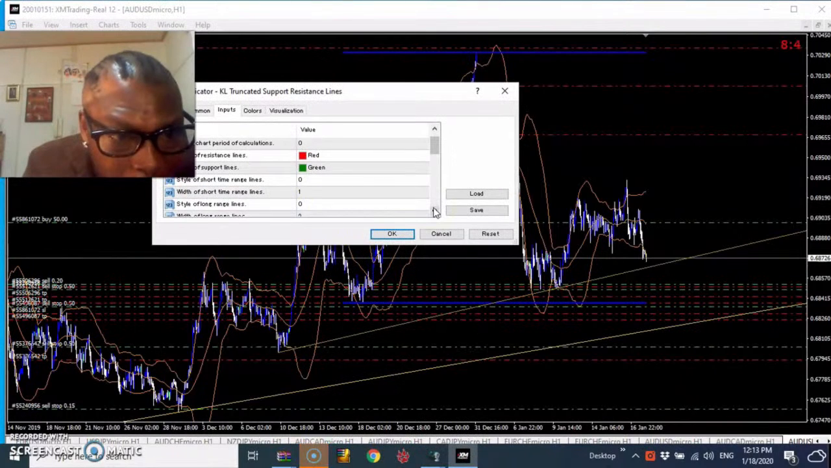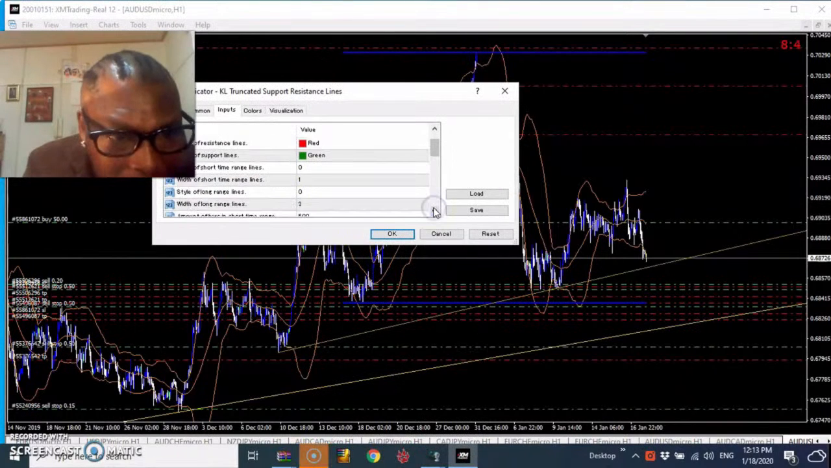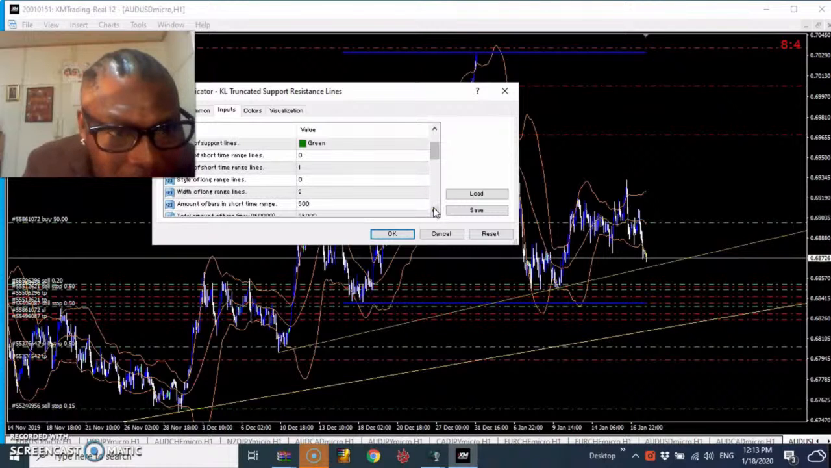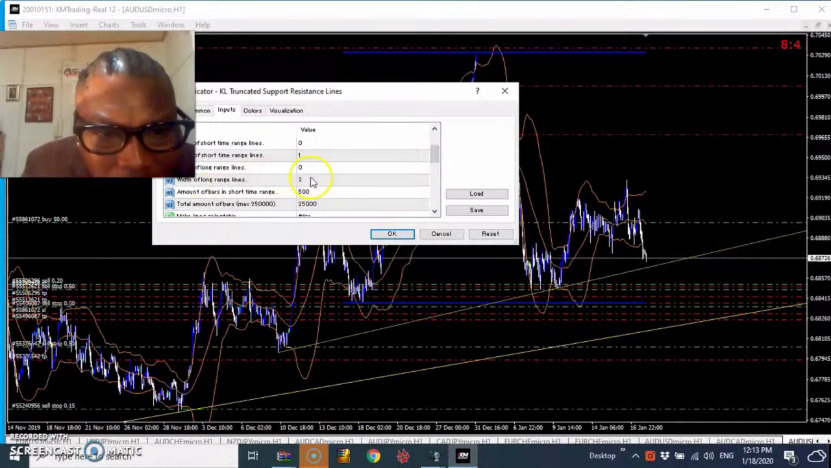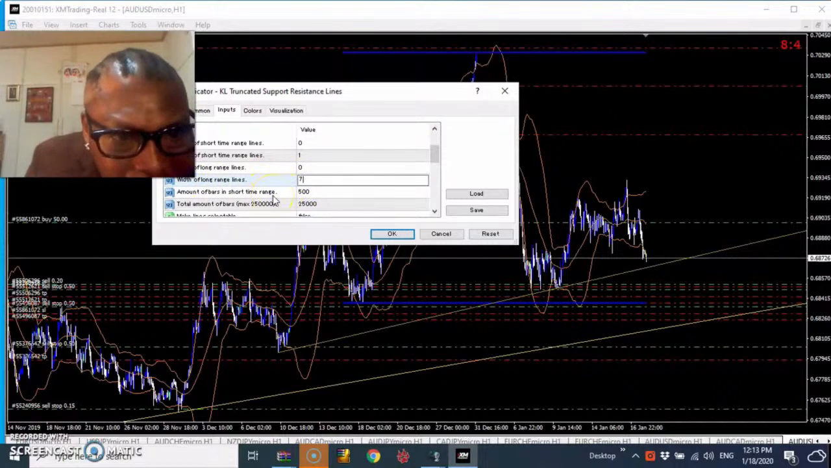Width of the short time frame, I don't need to touch that. Style of the short time frame, I don't need to touch that. I want to go to width, long range lines. Is it the width? The width of that long range line or what? Bars. Okay.